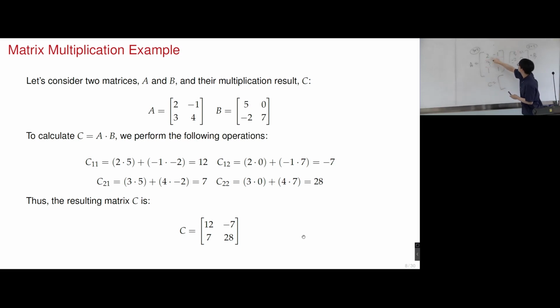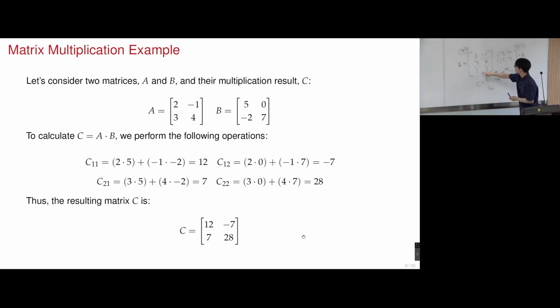so first row, first column. So 2 times 5, minus 1 times minus 2, which was 12, right? It's the same. And 2 times 0, minus 7 is going to be minus 7. Right. And 3 times 5, 4 times minus 2, so second row, first column, you get 15 minus 8, which is 7. And this is 28, right? Because second row, second column. So like 1,1, 1,2, 2,1, 2,2.